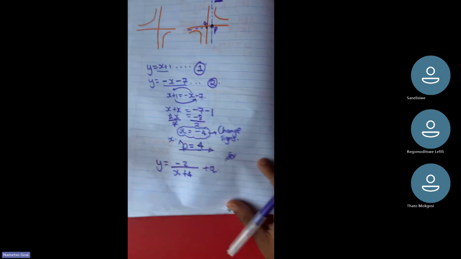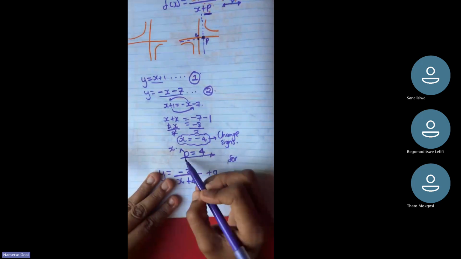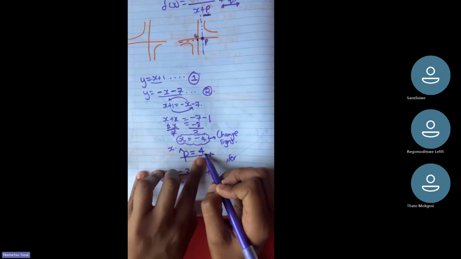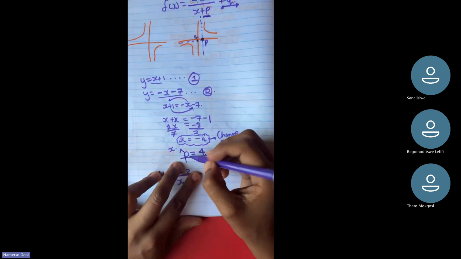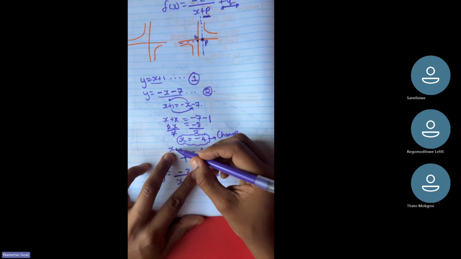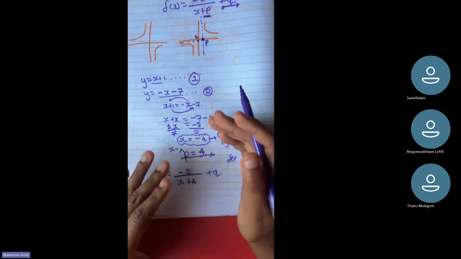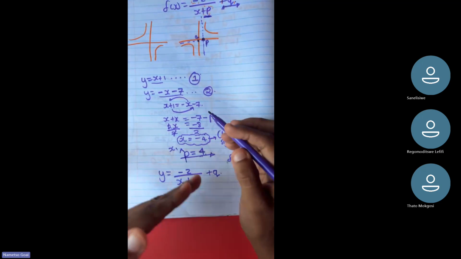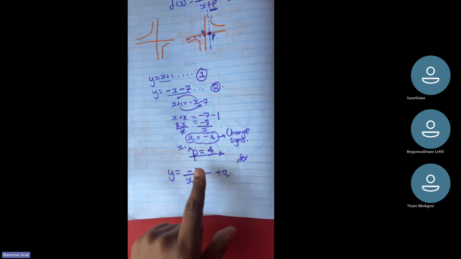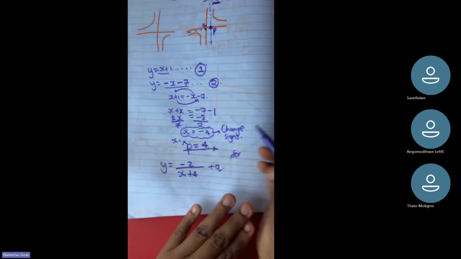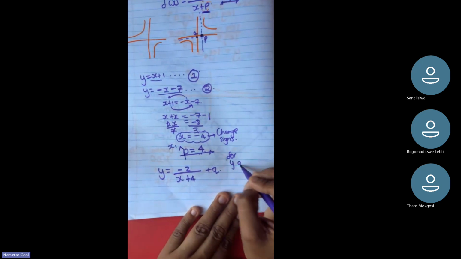That's if you're listening. So remember, we found our p value to be 4, and we said that the p was what? It's the x value of our asymptote. So we only have the x. What are we left with? We need the y asymptote, right?